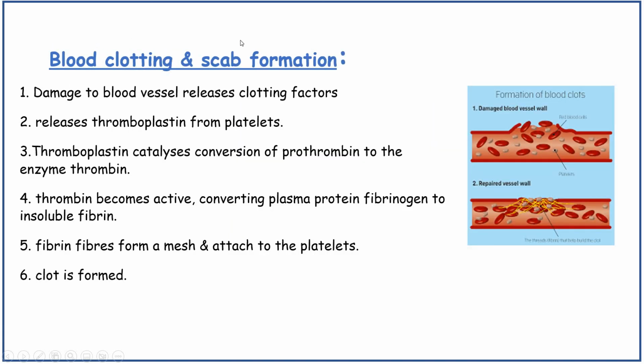So blood clotting and scab formation. Damage to blood vessels can release blood clotting factors. This releases something called thromboplastin from the platelets. Thromboplastin catalyses the conversion of prothrombin to the enzyme thrombin. Thrombin becomes active, converting the plasma protein fibrinogen to insoluble fibrin. And these fibrin fibres form a mesh that are attached to platelets, and that is what causes a clot.